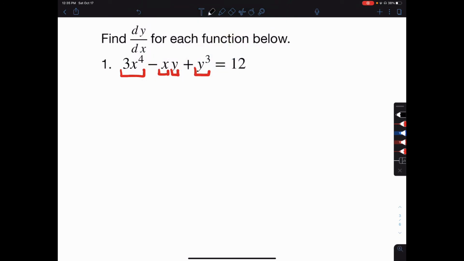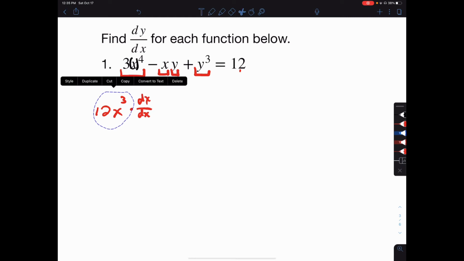Okay, so doing this implicitly, we're going to treat every one of these variables like it's its own function. So the outside function here is 3 something to the 4th. So the derivative of that by the power rule, we're going to have 12x, subtract 1 from the exponent, that's 3, times the derivative of x with respect to x. Now that dx over dx is not necessary.